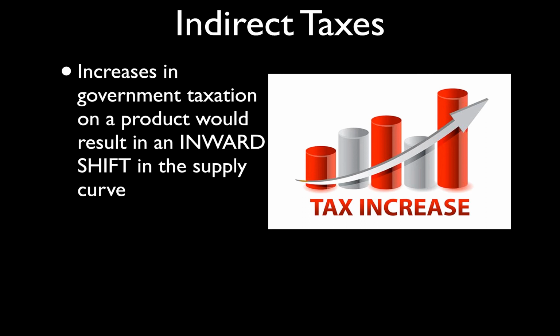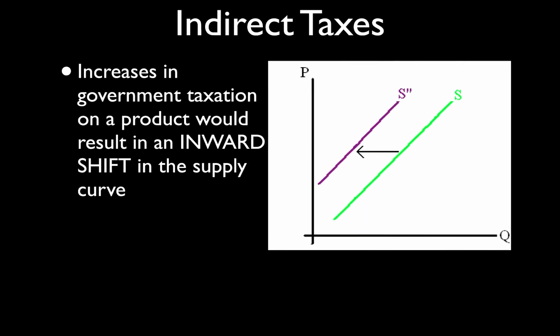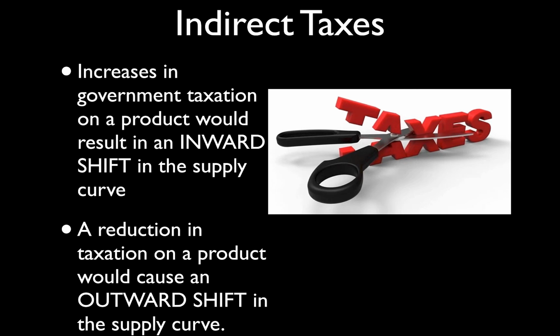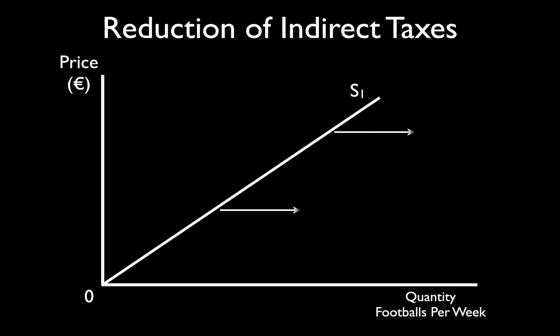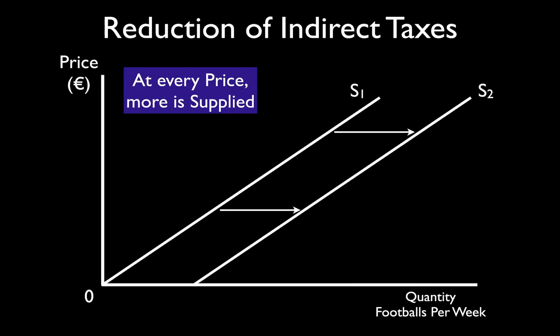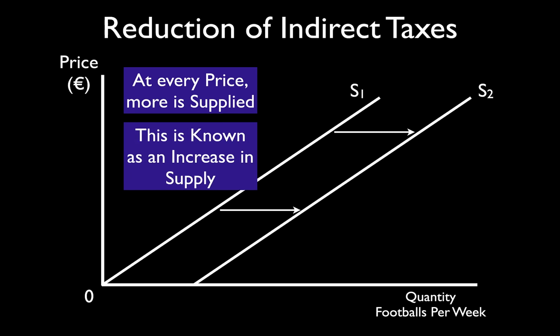So increases in government taxation on a product, well, what would it do? It would reduce the profitability of that product, meaning that there'd be an inward shift in the supply curve. Okay, there'd be an inward shift as a result of an increase in indirect taxes. A reduction in taxation on a product would increase the profitability of that product, and as such cause the supply curve to shift outwards. Okay, nothing crazy there. So with a reduction of indirect taxation, the supply curve shifts outward, at every price more is supplied, and this is known as an increase in supply.